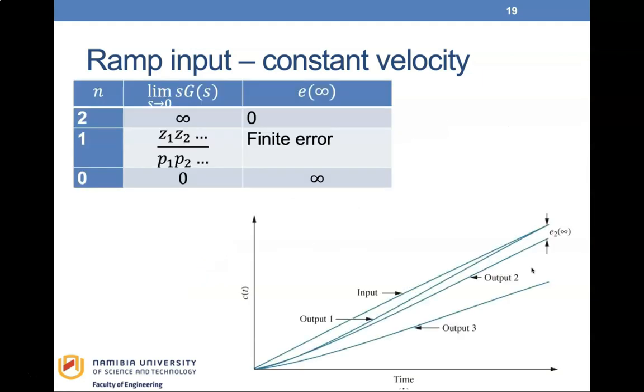This is shown in the table and illustrated in this figure, where output 1 is the case where we have at least 2 integrators in the forward path, and hence we have 0 steady state error. Output 2 is the case where we have 1 integrator in the forward path, hence yielding a finite error or a constant error output. And the third output is the case where there is no integrator in the forward path, hence we have infinite error leading to a divergent ramp output.